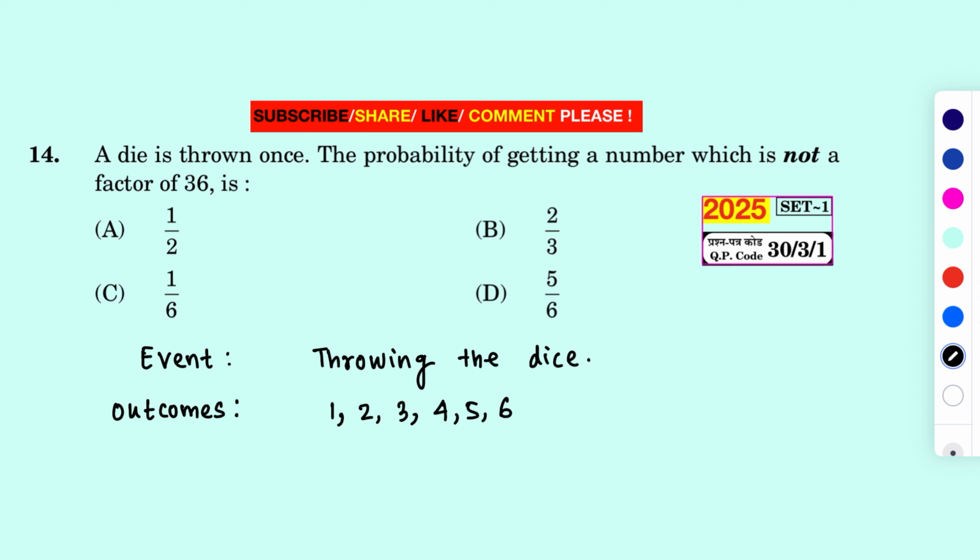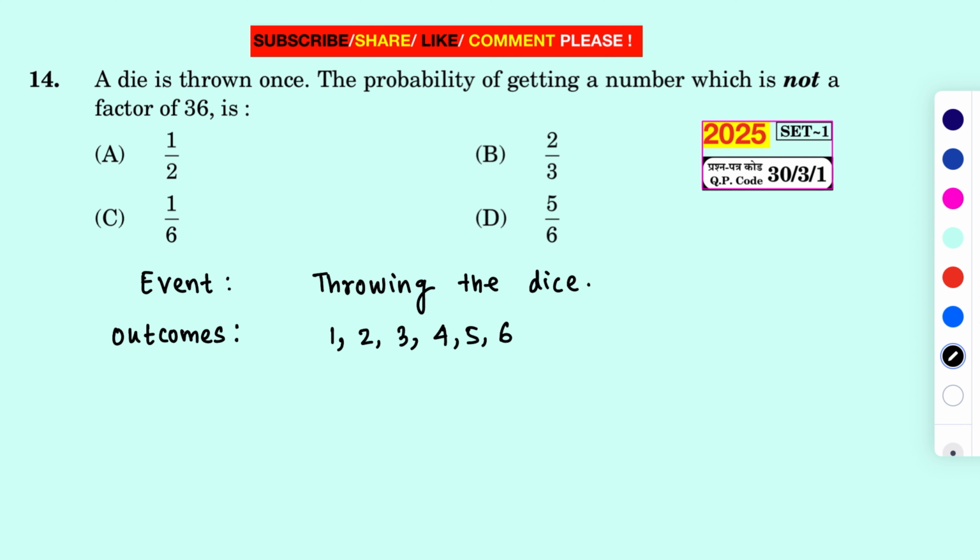But the question is asking the probability of getting a number which is not a factor of 36. That means it should not be a factor of 36. So for 36, which numbers are the factors of 36, that we have to find out.